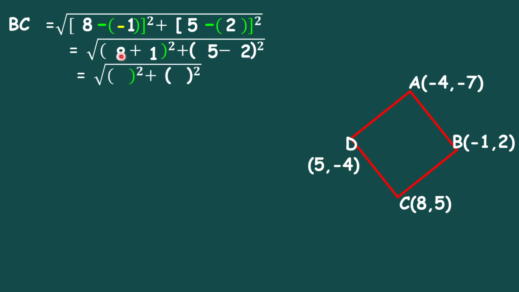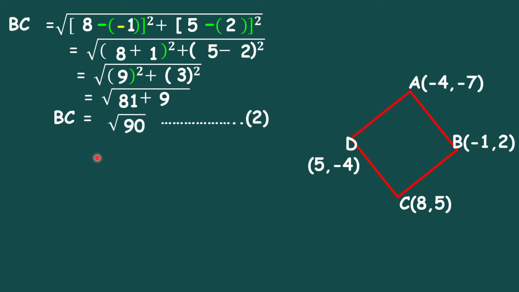Now in the first bracket 8 and 1 have the same sign, therefore we take addition. 8 plus 1 is nothing but 9, its square, plus 5 and 2 have opposite signs, therefore we take subtraction. 5 minus 2 is nothing but how much? 3, its square. Root of the square of 9 is nothing but 81 plus the square of 3 is nothing but 9, and 81 plus 9 is nothing but 90. Therefore BC is equal to root of 90. This is equation number 2.